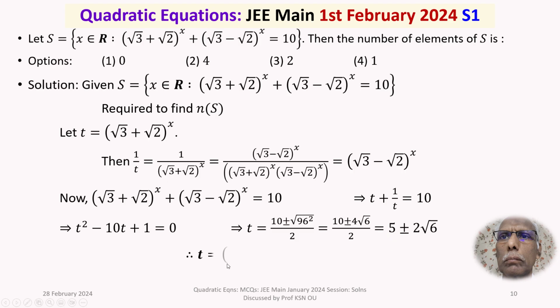So, thus t will be, what is t? t is root 3 plus root 2 whole to the power of x, and that is, we have found out, 5 plus or minus 2 root 6. We continue in the next slide.